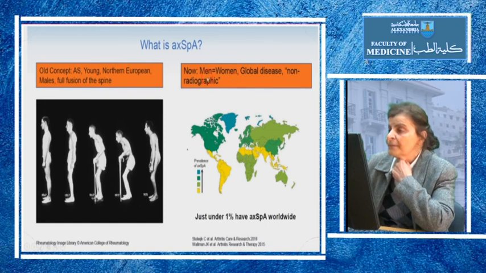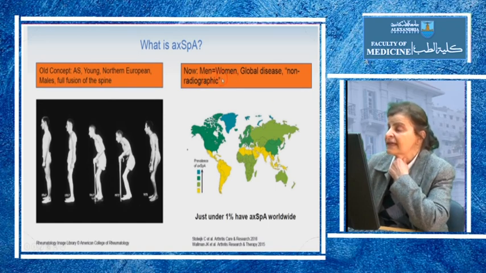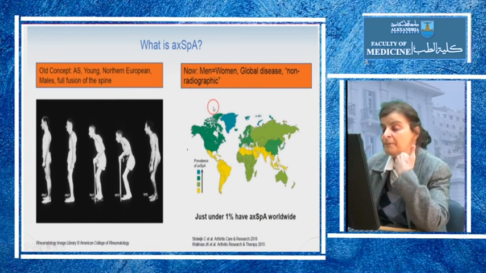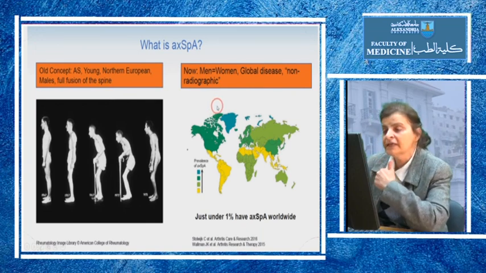Now we know that males and females can get spondyloarthritis. We know it's a global disease, and as we'll see in a minute, it may be non-radiographic. What do we mean by non-radiographic? When we look at a plain X-ray and we look for sacroiliitis, we cannot see it on a plain X-ray.